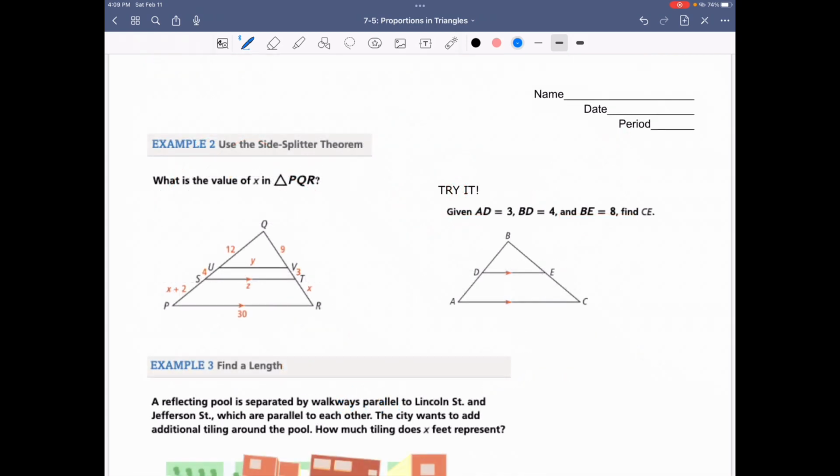For example 2, let's use the side splitter theorem. They're asking us, what is the value of x in PQR? So x is right here. Because x is there, we have to use this side as well. And then I just have to choose another piece of the triangle, but I actually can't use 12 and 9 because it's not showing that y is parallel to z, but they do show that z is parallel to 30.